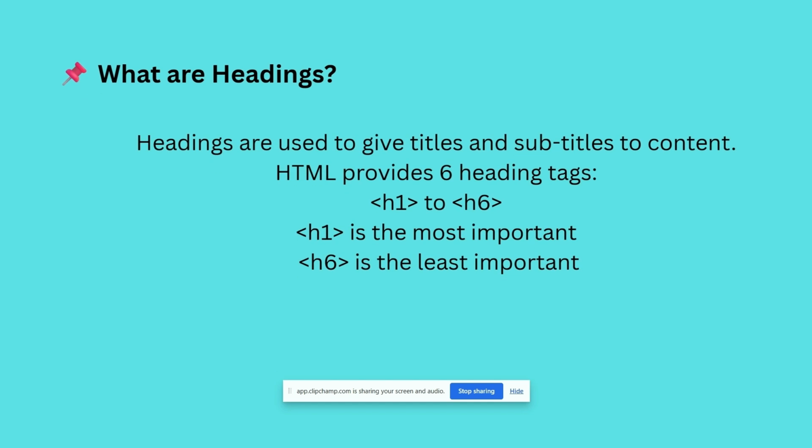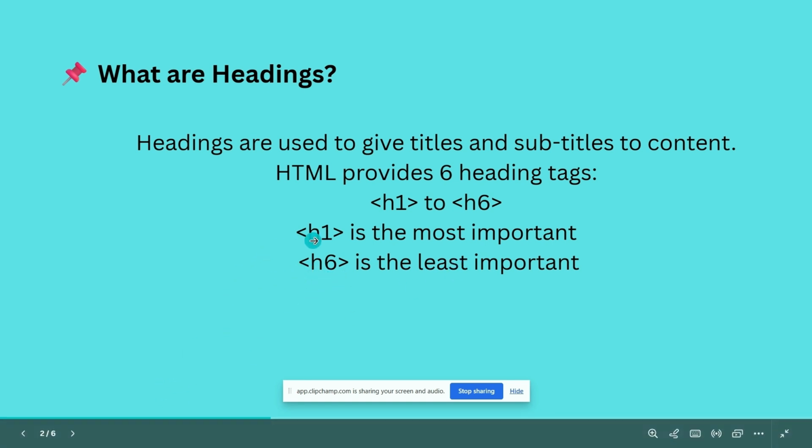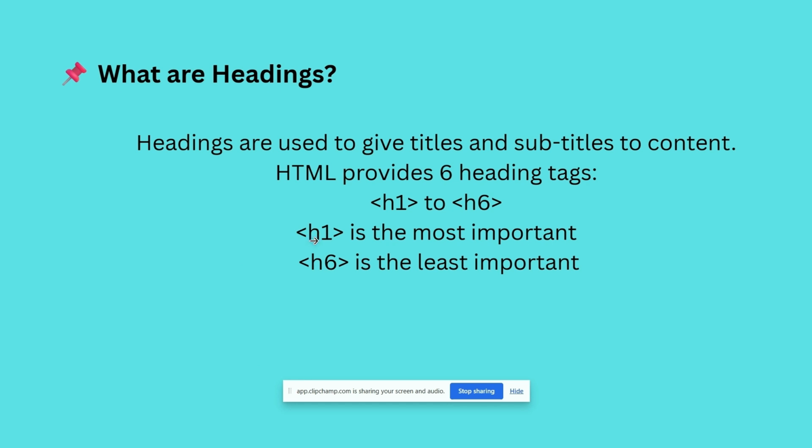First, what is a heading? When we write something in a book, we write a heading, right? Same as that, HTML also provides headings to structure the content in the web page. In HTML, we have six headings from H1 to H6. H1 is the most important and H6 is the least important, because H1 is the main title of the page, H2 is a subtitle, and like that, the importance reduces.